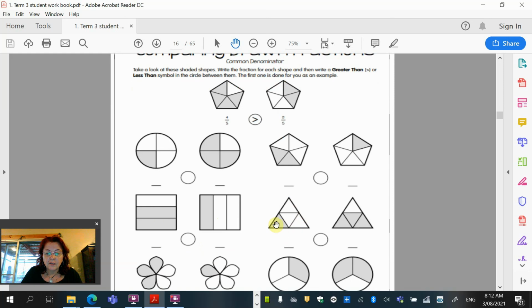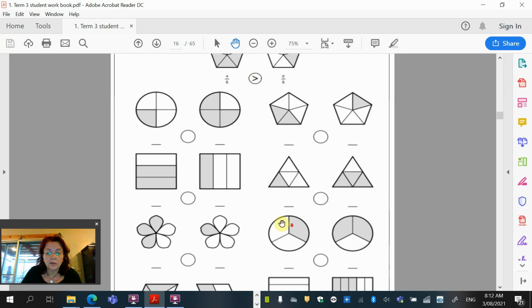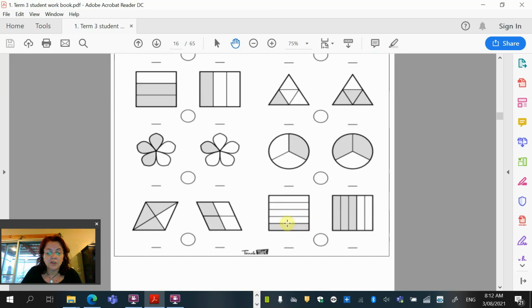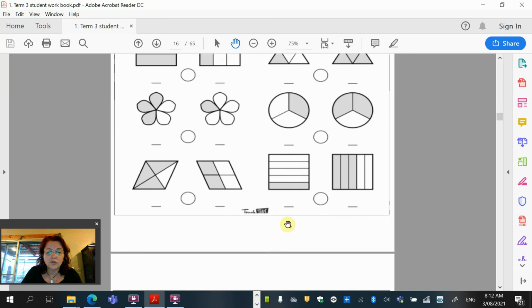So what's this fraction and what's this fraction? So there's 1, 2, 3, 4 parts here. So 1/4 and 3/4. So 3/4 is greater than 1/4. And I'm sure you've got it now, so you can go ahead and finish those and just pause while you do so.